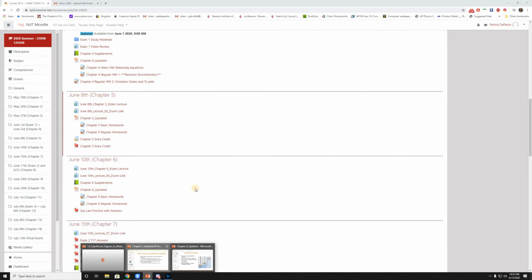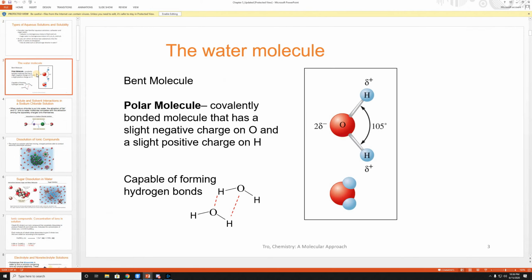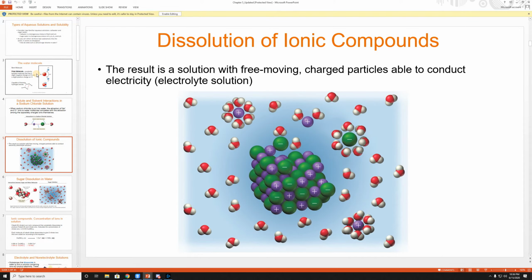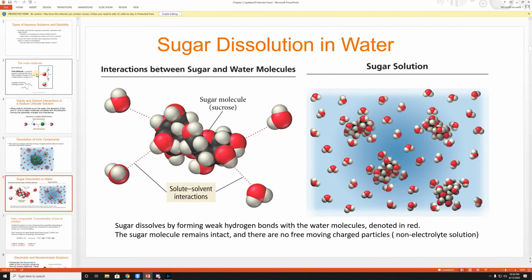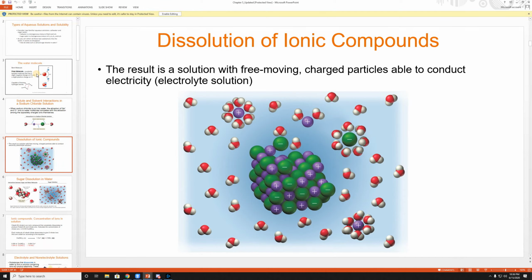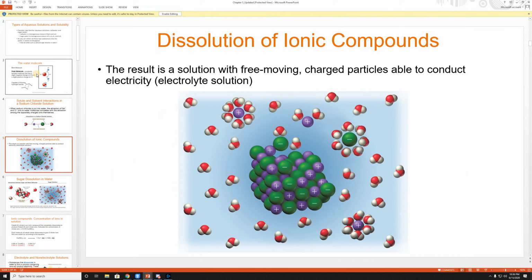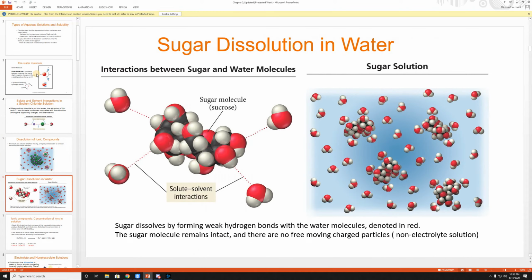So now going on to Chapter 5, we learn about solutions. So know what a polar molecule is. Know the difference in the method of dissolution of ionic compounds when compared to non-electrolytes. So ionic compounds, you have either strong or weak electrolytes. But for things that are non-electrolytes, like sugars and usually larger compounds, you'll see water attacking the solute and not breaking it down.